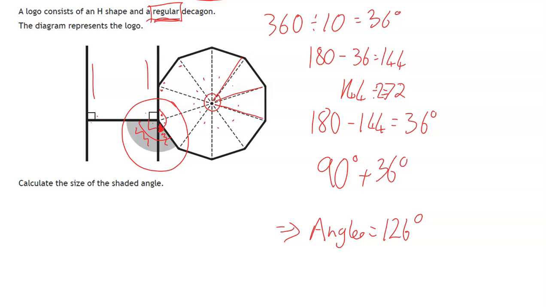Now this question is worth 2 marks. The first mark is for this stage here, so identifying the interior angles of the isosceles triangles at the decagon. And then the second mark is for taking that and adding it to the 90 degrees and getting 126 degrees is the overall angle there. So 2 marks for this question here.